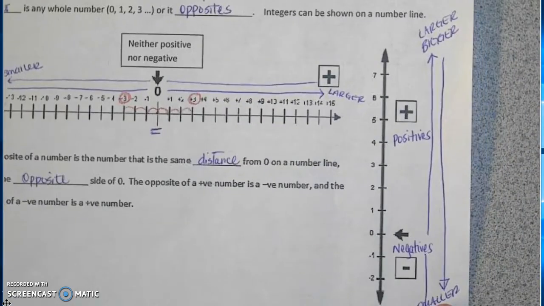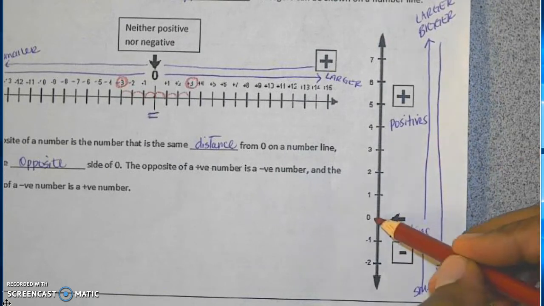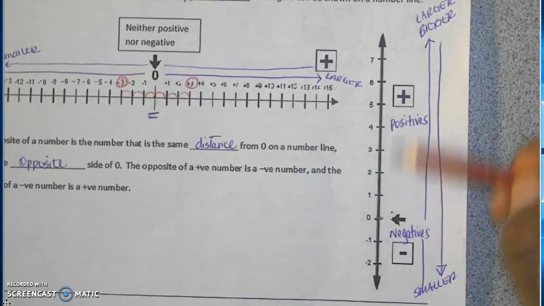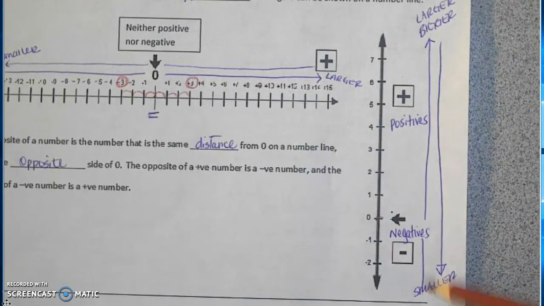And just looking at our vertical number line, same concepts apply, except here, positives are above 0, negatives are below 0. As we go up, they're getting larger, and as we go down, they're getting smaller.